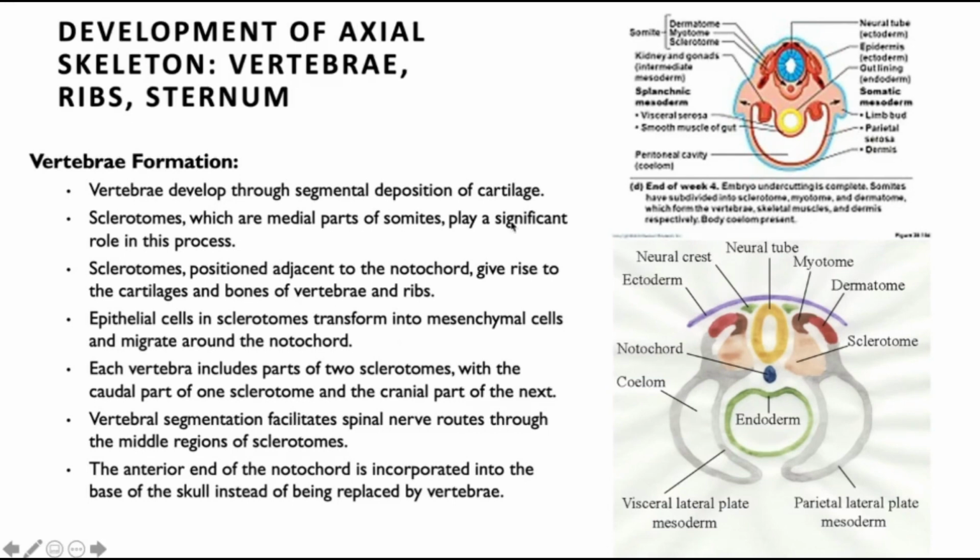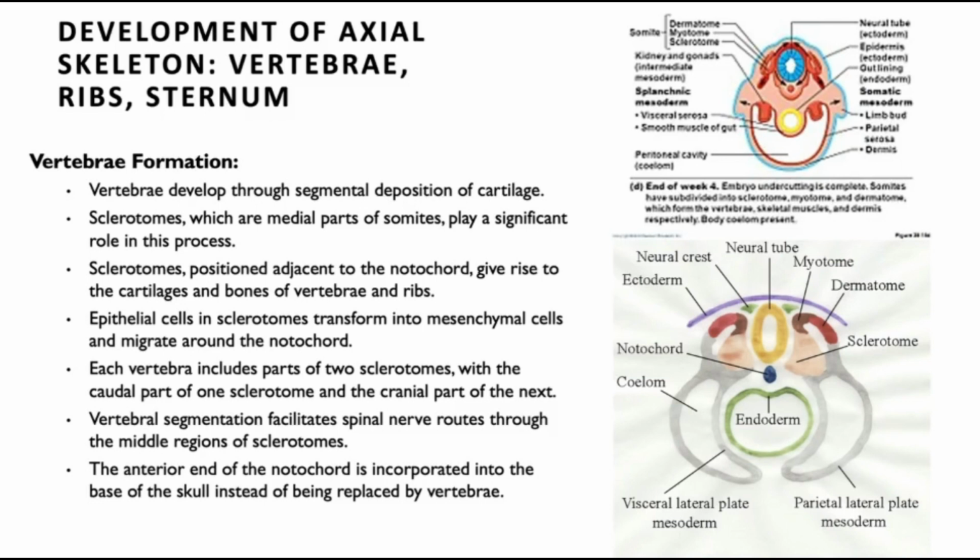These sclerotomes, you can see them right here, are positioned adjacent to the notochord. They're basically right next to the notochord. And these sclerotomes are going to produce cartilage. Then these cartilage cells are going to form the bones of the vertebrae and the bones of the ribs. So the epithelial cells found in the sclerotomes are going to transform themselves into mesenchymal cells, and they're going to move around the notochord.